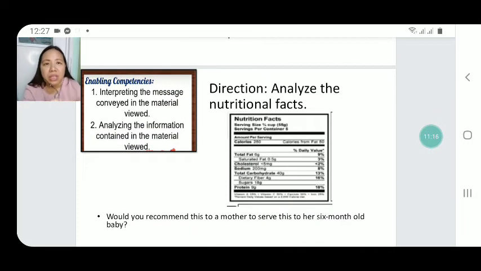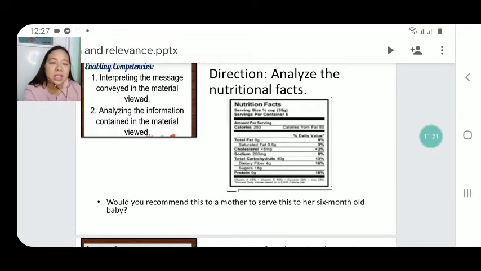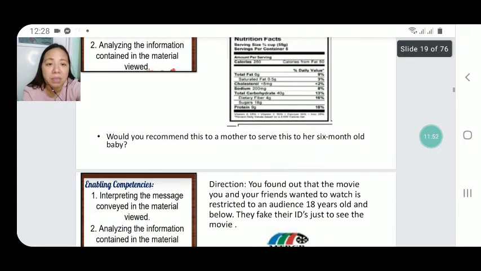And then there is another learning task wherein there are nutritional facts presented, and it asks you to analyze them. So it is during viewing. Would you recommend this to a mother to serve to her 6-month-old baby? Dahil ba merong nutritional facts, kailangan ba natin agad ibigay sa bata? If you recall, kapag 4 to 6 months old ang bata, the most recommended is breastfeeding. So even though the content is good, it is still not recommended for 4 to 6 months old.